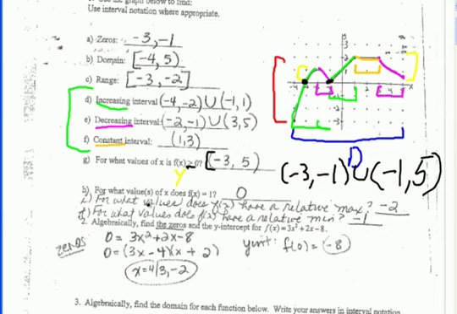Next question asks, for what value of x does f of x equal 1? Again, that's y, and it's asking us, when y is 1, what is the x value? So we can see when y is 1 right here, the corresponding x value is 0.